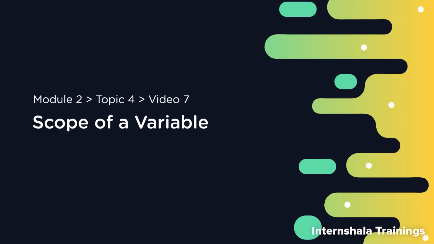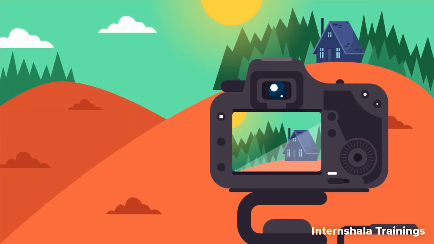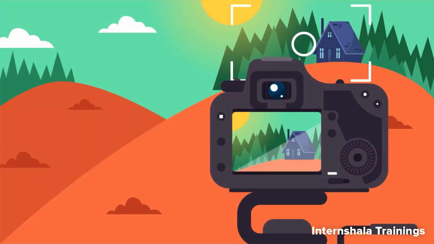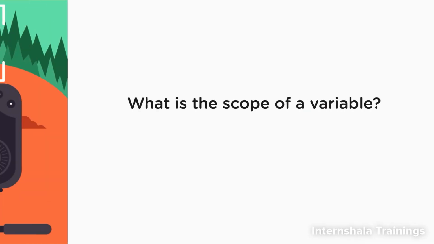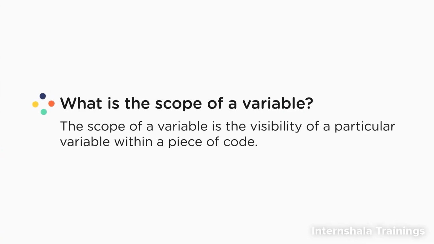Let's start with addressing the question, what is the scope of a variable? Now, just like we have the scope on a camera, which is the view that is visible from a camera, similarly, we have the scope of a variable in programming. So the scope of a variable is the visibility of a particular variable within a piece of code. Let's look at an example to understand it better.